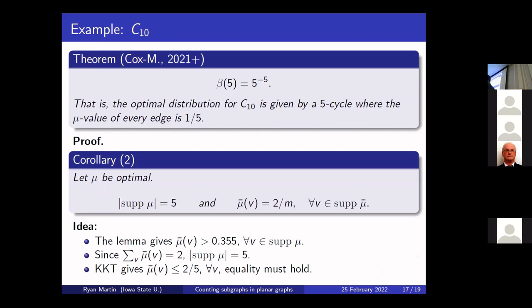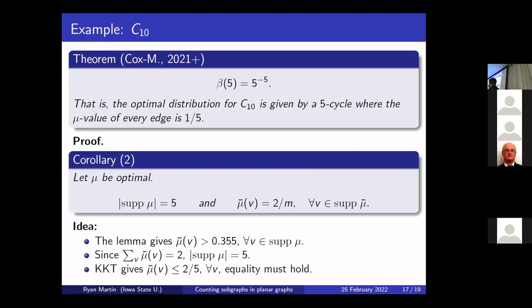So the lemma from before gives that mu bar is greater than 0.355 for every v in the support. But since the sum over the support is 2, that means the support has to be 5. Right? Because if you have at least 0.355 and you have 6 things, 6 times 0.355 is greater than 2. So you can't have 6 things in the support. But since we're concerned with counting the 10-cycle, which reduces to the 5-cycle, then we need at least 5 vertices to actually count this thing at all. So the support must be equal to 5.